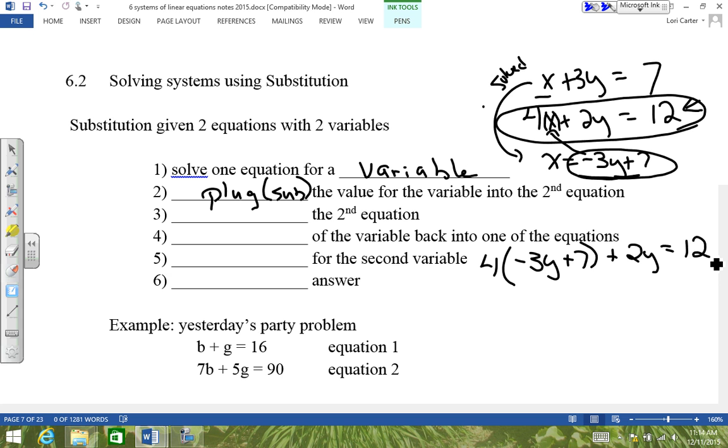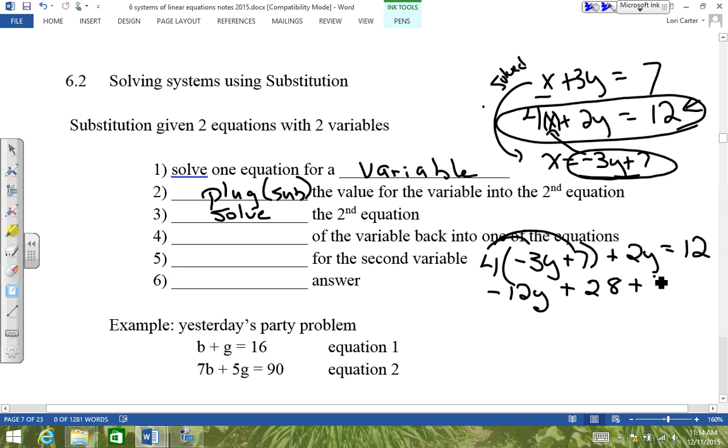Anyway, here we go. You take this one, you solve for a variable. You take that answer, and you plug it into the second equation. All right, now I have to solve the second equation. So your third step is to solve. How do I do that? You have to distribute. Very good. So we have negative 12y plus 28 plus 2y equals 12.